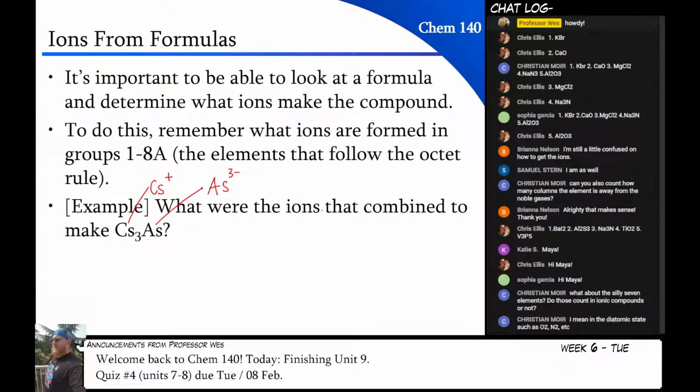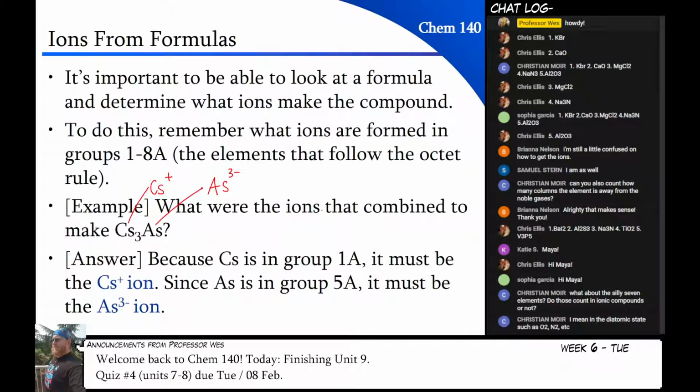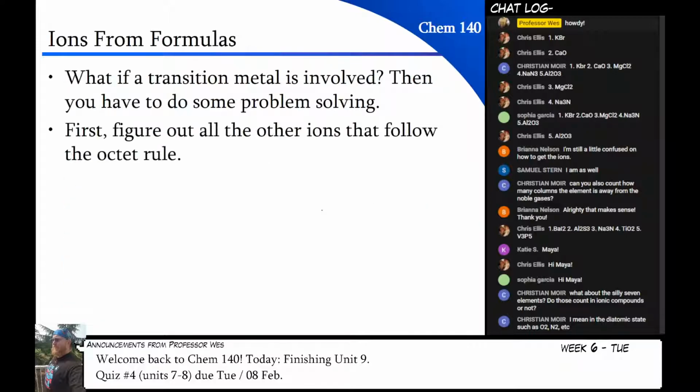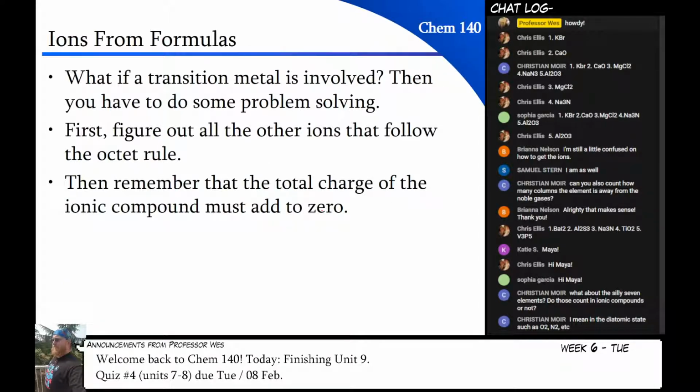So that's something that you can do. That's very straightforward for a compound like this. Even though it looks unfamiliar, you can deduce that very quickly from seeing where the elements are on the periodic table. Now, in the event that you have a transition metal, you cannot do that with a transition metal. You have to solve for it instead.